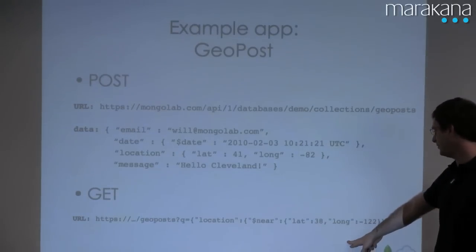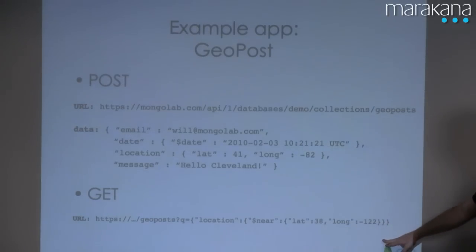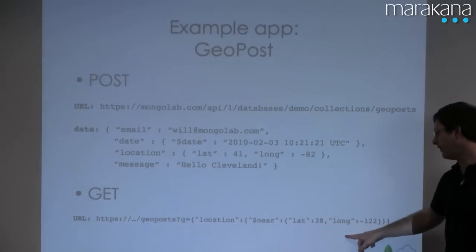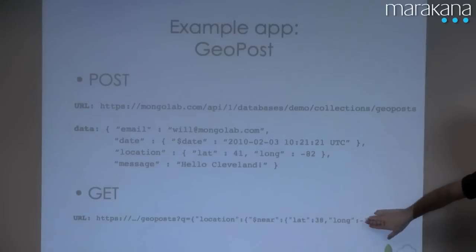And this is how you would get all of the posts near me using the geospatial search stuff. You'd use the REST API. You'd specify a query where the location is near. You give this is San Francisco right here.